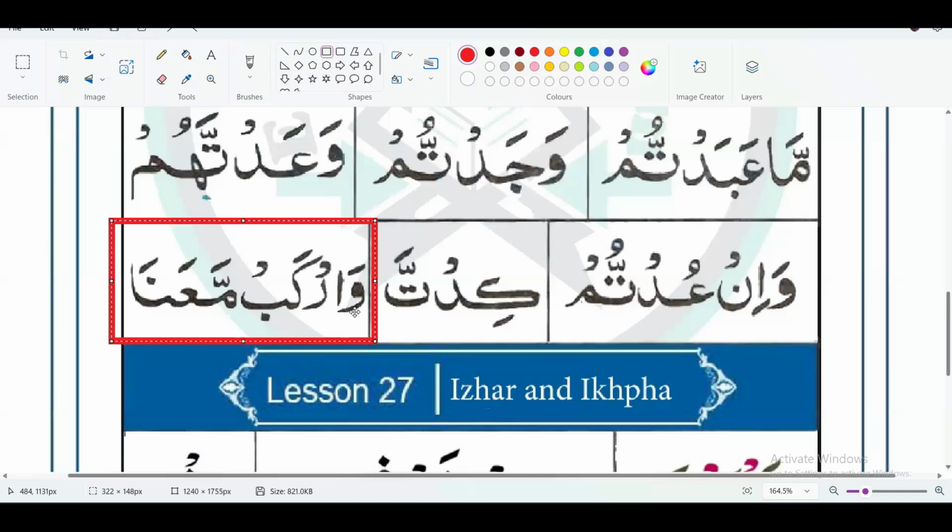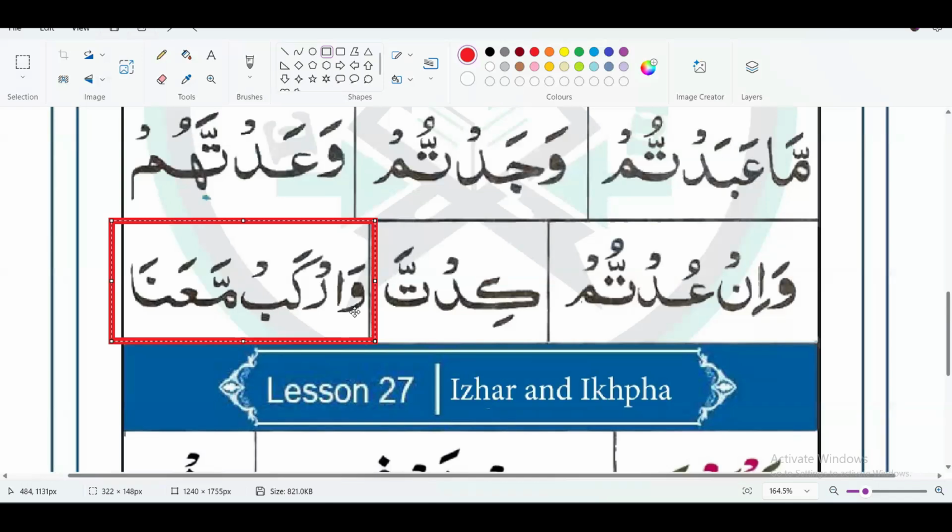The rule of Idgham was that whenever any Yarmalun letter comes after Noon Sakin or Tanween sign, we do idgham. We merge Noon Sakin or Tanween into the Yarmalun letters. We also learned how many Yarmalun letters we have. There are six: Ya, Ra, Meem, Lam, Waw, Noon. Whenever any one of them comes after Noon Sakin or Tanween, we merge.